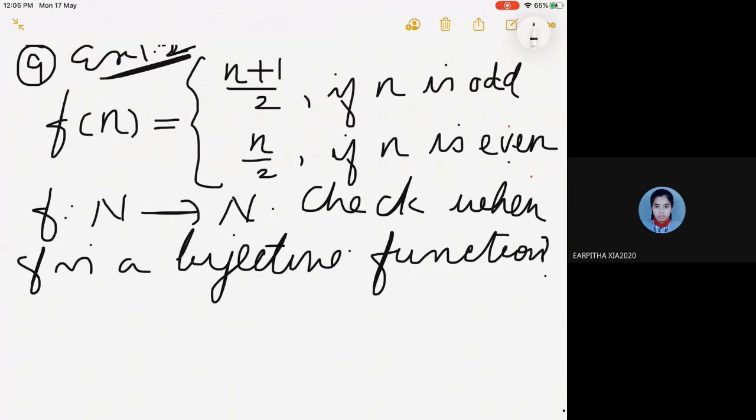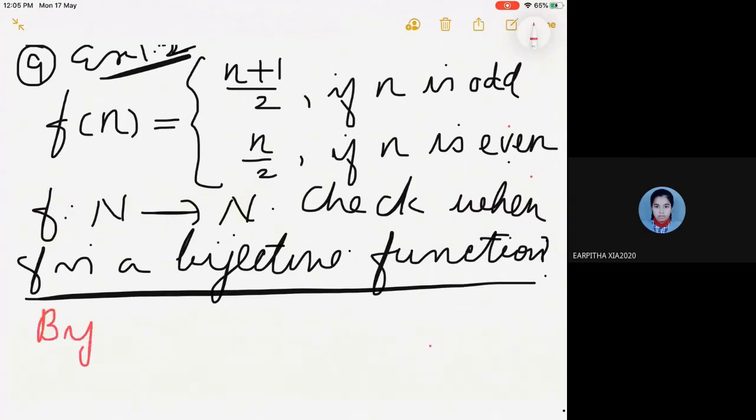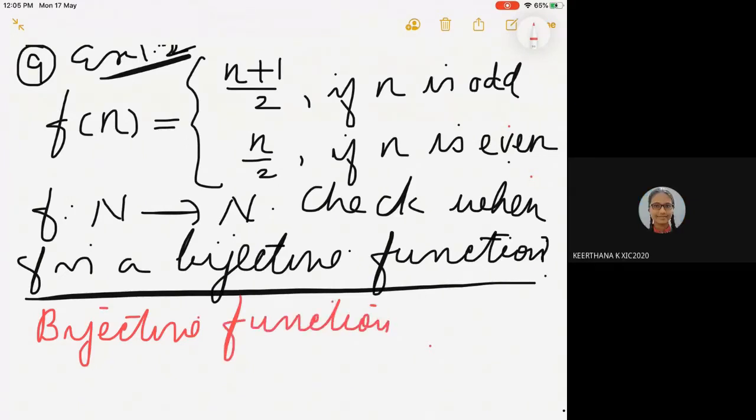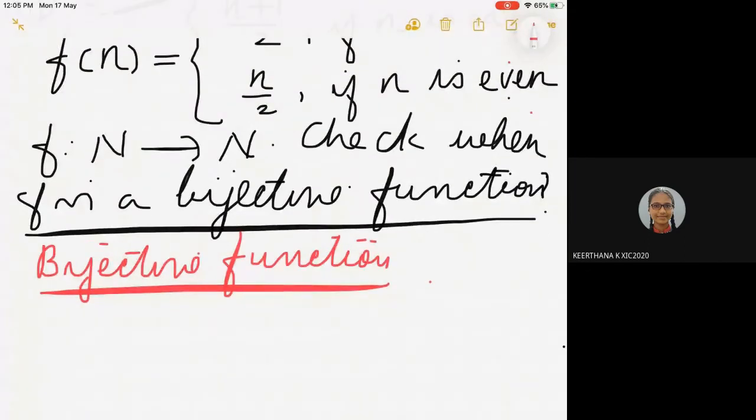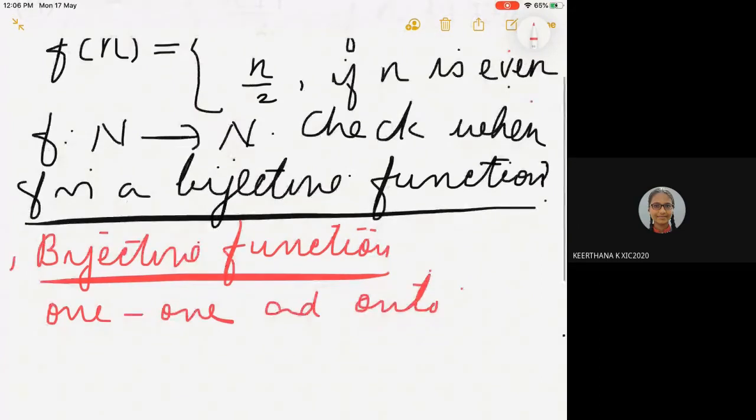And justify your answer. What do you mean by a bijective function? A function which is both 1-1 and onto. Okay, correct. If it is 1-1 and onto. So we don't know whether it is 1-1 or onto, because your question is only to check whether f is 1-1 or onto.